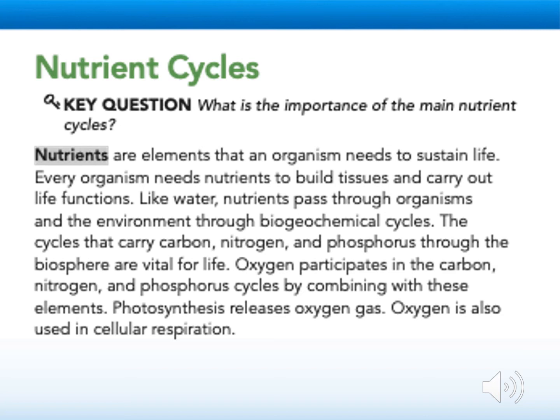The cycles that carry carbon, nitrogen, and phosphorus through the biosphere are vital for life. Oxygen participates in the carbon, nitrogen, and phosphorus cycles by combining with these elements. Photosynthesis releases oxygen gas. Oxygen is also used in cellular respiration.